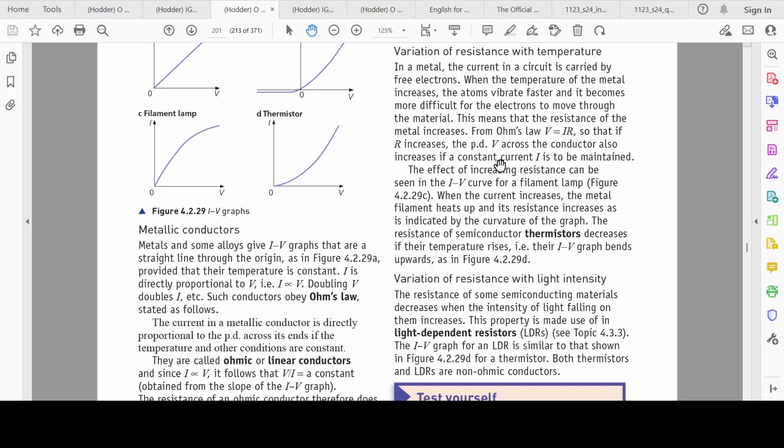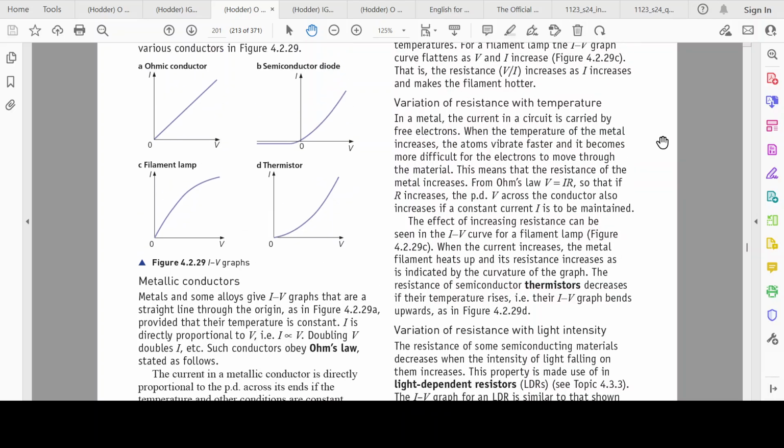So the current will remain, like if you want to maintain the current when something's getting hotter and the resistance is increasing, then you would need to increase the potential difference to maintain the current, right? And so the effect of increasing resistance due to temperature can be seen in the curve for a filament lamp. And so filament lamps are those old lamps with the glass and the wire going through it, and they used to light up yellow. If you've ever seen them or used them, I don't know.